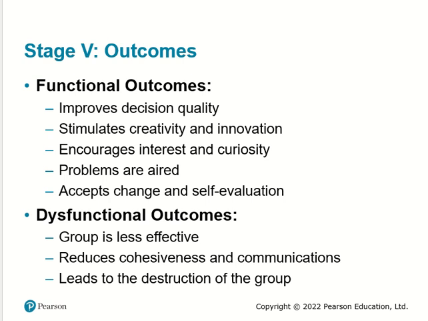So you can identify here that there are two types of outcome: it may come out as the functional outcome and also may come out as the dysfunctional outcome. So you can see dysfunctional normally reflects the negative effects of the consequences, where the group will be less effective, with reduced cohesiveness and communication, leading to barriers due to the conflict that arises, and it may also lead to the destruction of the group itself.